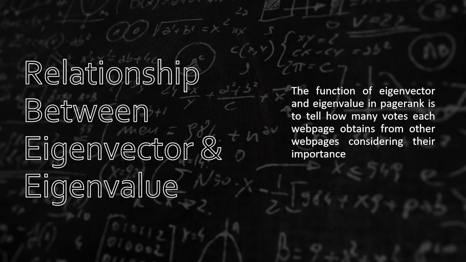Now we know what PageRank is. So, what is the relationship between PageRank and eigenvector and eigenvalue? The function of eigenvector and eigenvalue in PageRank is to tell how many votes each web page obtains from other web pages, considering their importance. Let's look at an example.